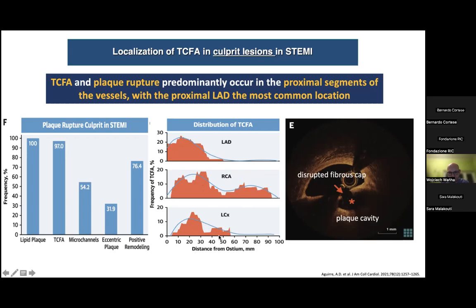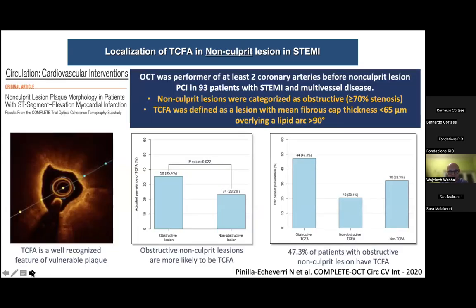In the circumflex, TCFA in STEMI is usually located also in the proximal part of the vessel, in the first, we can say, 50 millimeters of the artery. So usually TCFA in patients with STEMI is located in the proximal part of the arteries. However, let's talk about the location of TCFA with non-culprit lesions in STEMI.